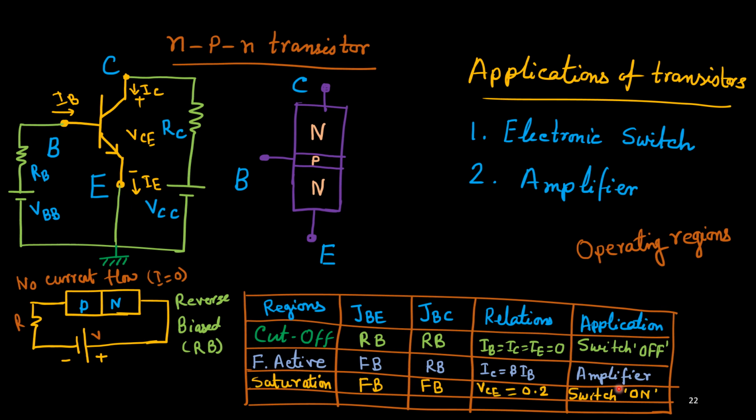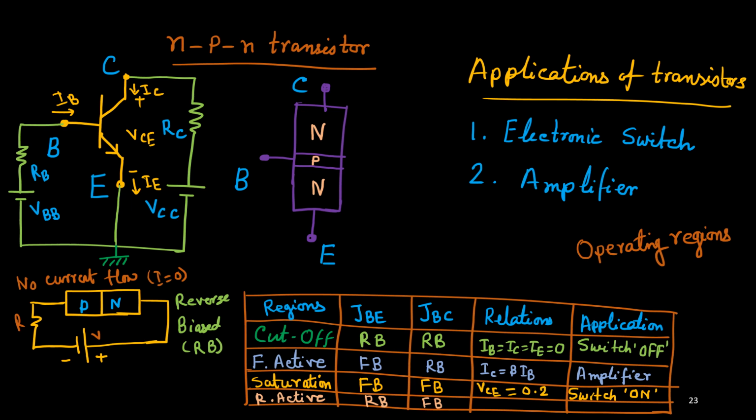Next is the saturation region. In this region both junctions, base-emitter and base-collector, are forward biased, and under this condition VCE becomes about 0.2 volt. This is almost constant, and we can use this for switch-on purposes. So for switch off and switch on, we can use the cutoff and saturation regions respectively. These two regions are used for electronic switch applications, and the forward active region is used for amplifiers.